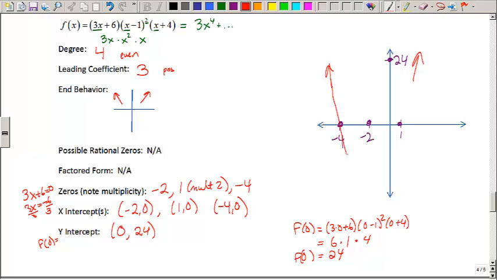Because negative 2 has a multiplicity of 1, again it passes right through it, which is great because then I'm going to hit the 24. I know I have to come back down here and hit the positive 1, which means I have to turn around or bounce because 1 has a multiplicity of 2. And then I meet back up with my end behavior. Notice you always should meet back up with the end behavior so that it matches with your multiplicity. It's kind of a self-checker. And that's all you have to do on that one. It was a little bit easier than most because it was already factored.